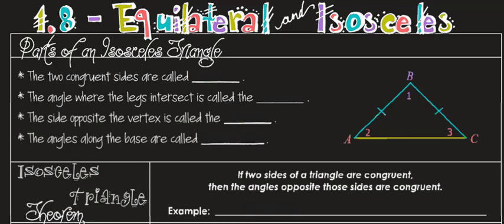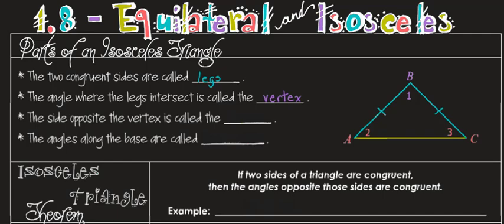1.8 Equilateral and isosceles triangles. Parts of an isosceles triangle. The two congruent sides are called legs, shown in the diagram in the color blue. The angle where the legs intersect is called the vertex. In the diagram, this is angle B.